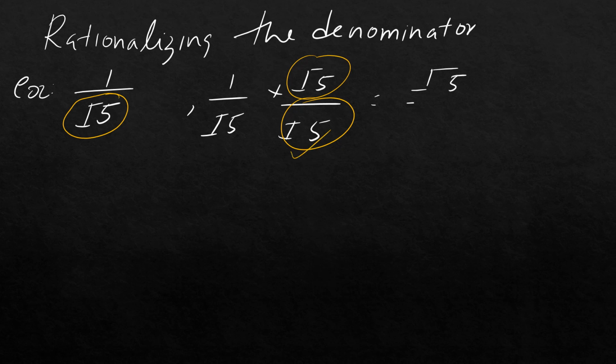What is rationalizing? Root 5 is rationalizing, and we get the answer like this. That means we rationalized the denominator, and we got the idea of rationalizing just now.